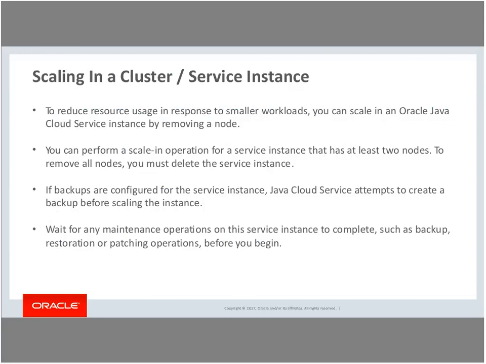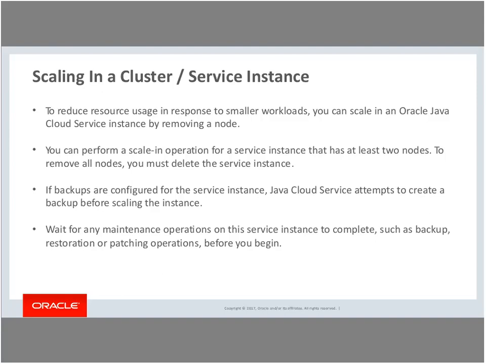We can do a scaling in operation in the JC service instance in order to remove a node. So you can perform a scaling operation for a service instance that has at least 2 nodes. To remove all nodes, you must delete the service instance. So that is an important note. For example, in order to do a scaling in, you need to have at least a 2-node cluster. Otherwise, you cannot do a scaling in operation. So if you have only a one-node cluster, with only one VM provisioned, and you do not want that node at all, ultimately you need to delete the service instance itself.